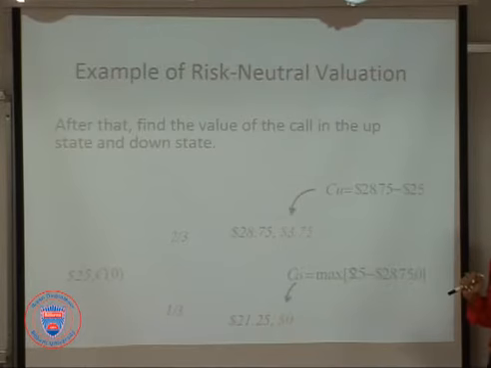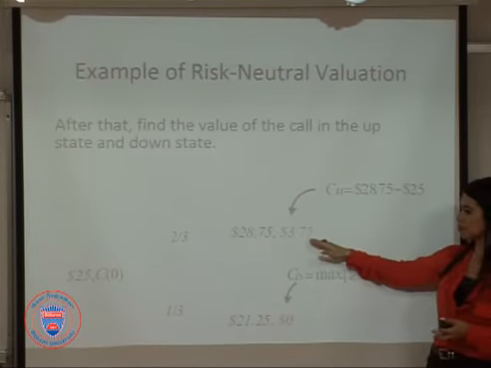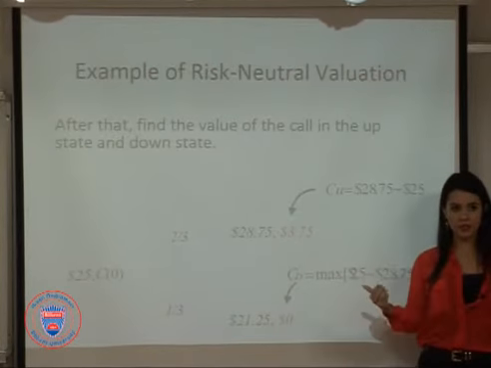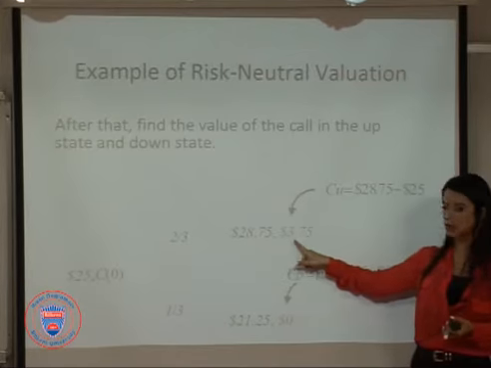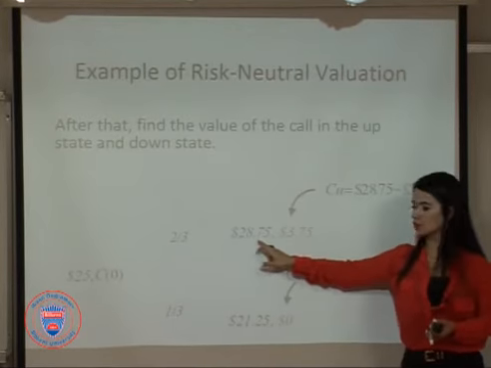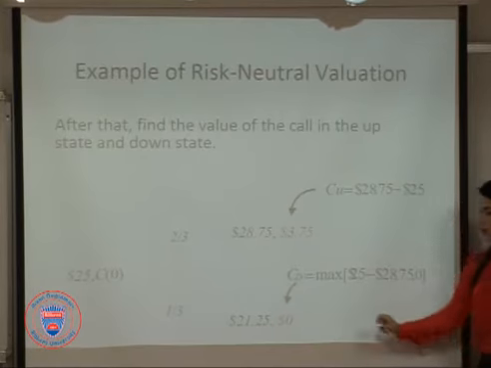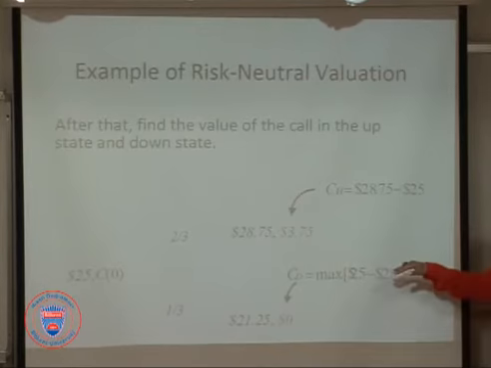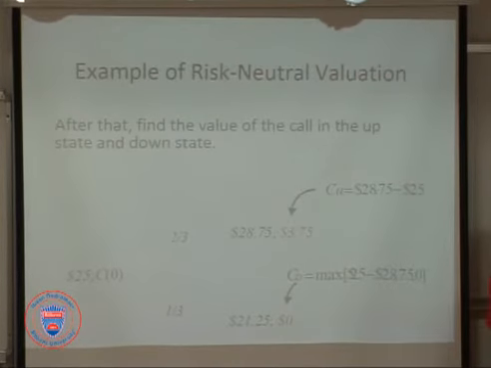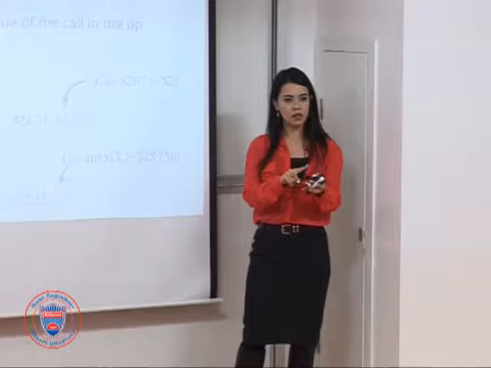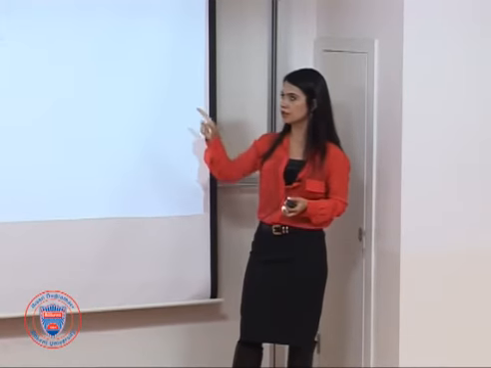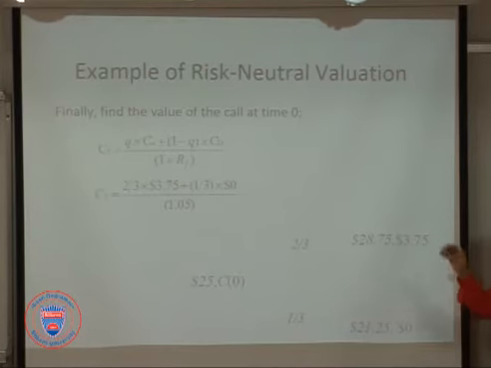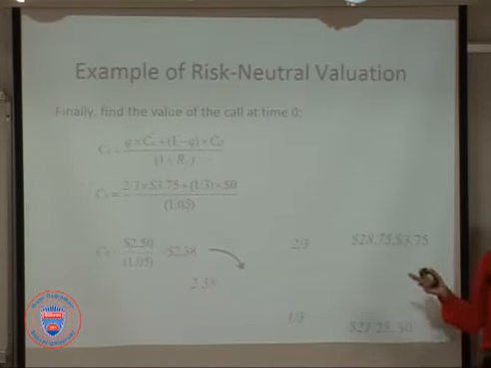Oops, sorry. Okay, so this, we also know, we talked about this before. In the up state, if the strike price is 25, the call value will be 3.75, the difference between 25 and 28.75. In the down state, the call payoff will be equal to 0. We also know that. So from here, I know the probabilities, I know CU, I know CD. From here, I can calculate C using this formula. Plug all the numbers in. The call premium will be equal to 2.38.